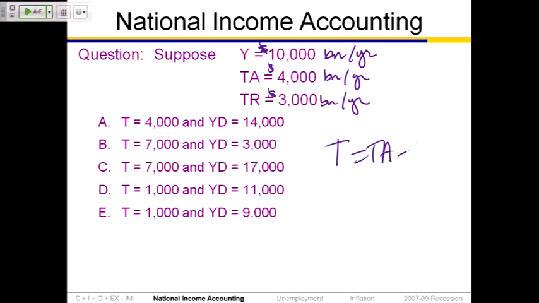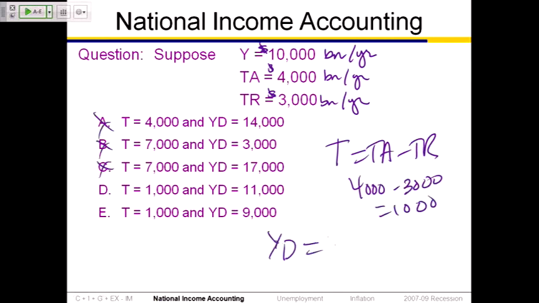All right. So you can do it one of two ways. You can say net taxes is taxes minus transfers, so that's 4,000 minus 3,000, which is 1,000. So now we've eliminated A, B, and C as possible answers. And then disposable income is income minus those net taxes, so 10,000 minus 1,000, which gets us to option E.